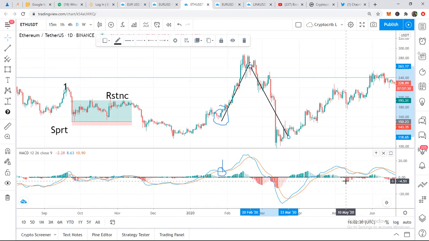Thomas, you did the example for swing trading, right? Yeah, for swing. It's the same thing for swing trading. So just change the time frame. That's all.